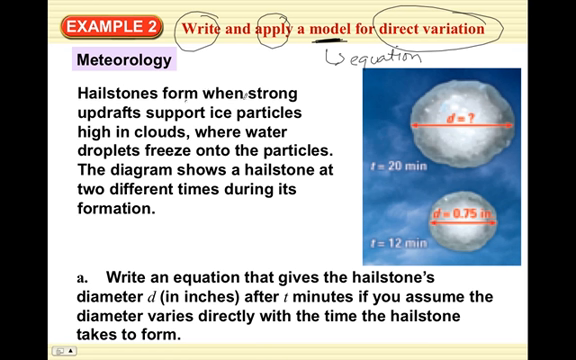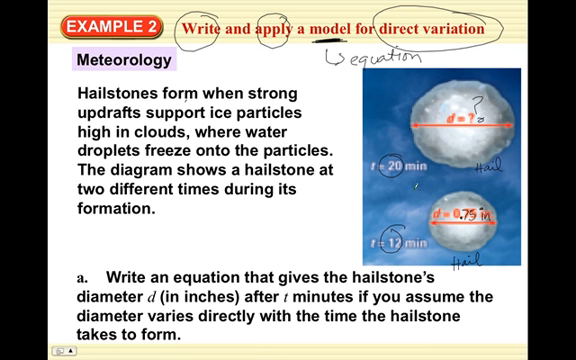So here we go. Hailstones form when strong updrafts support ice particles high in the clouds where water droplets freeze, and so on. So basically these 2 balls are hailstones. This is hail. Hail here, hail here. At 12 minutes after this storm, the hail is this big. Diameter is equal to 0.75 inches. After 20 minutes, the diameter is equal to question mark. So that's what we're trying to find.